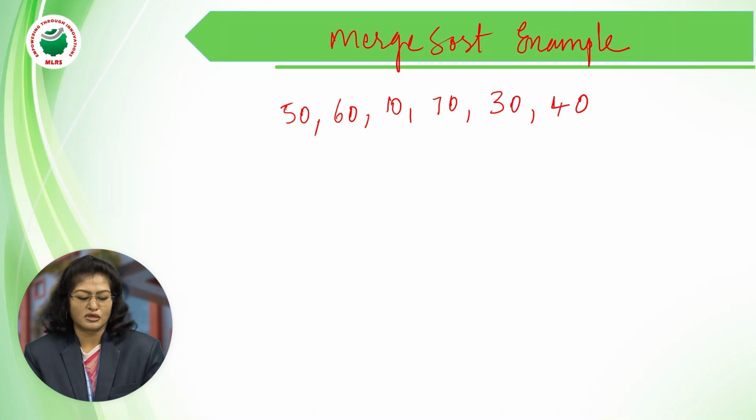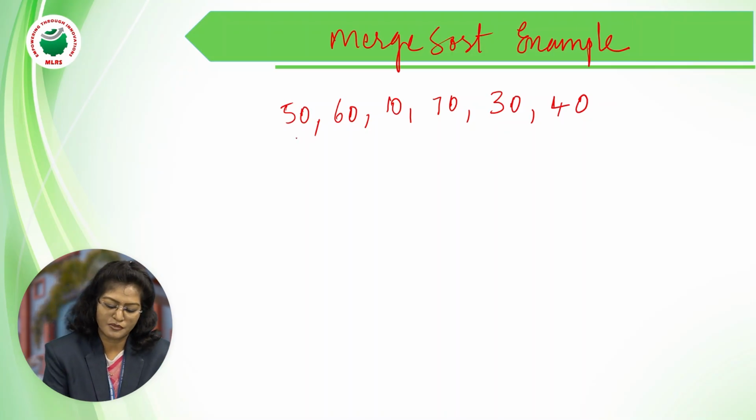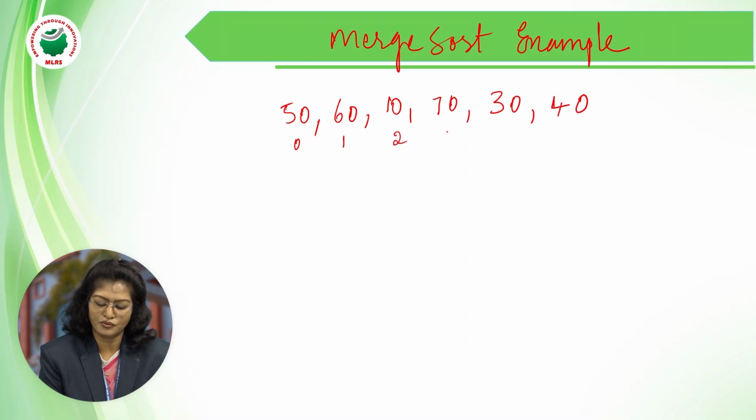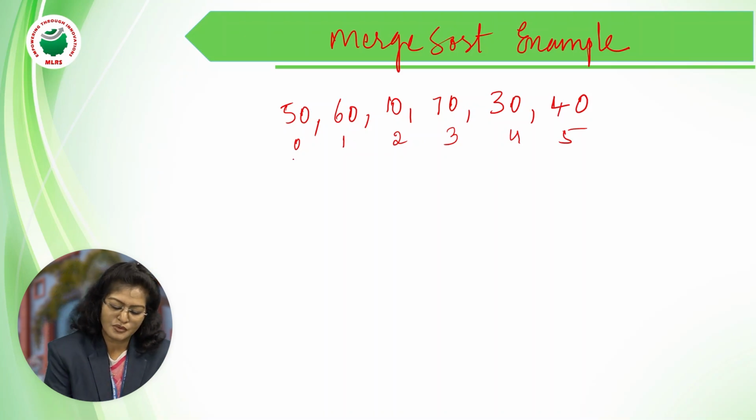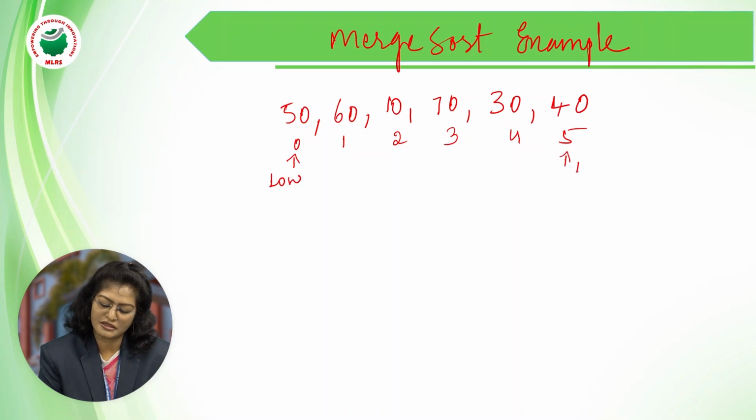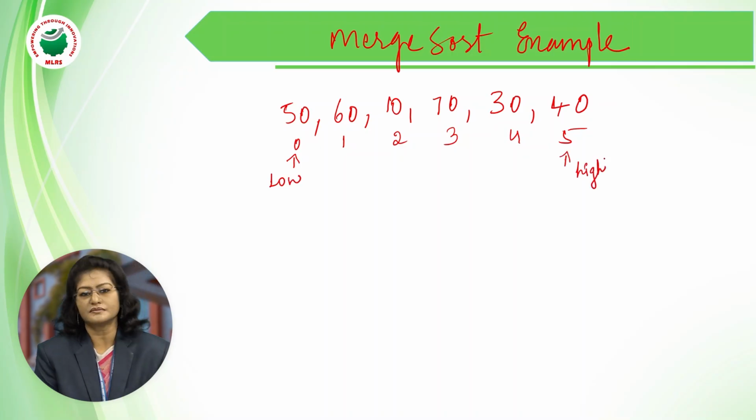We have a formula for the mid value: mid is equal to low plus high by 2. The first element is taken as index 0, the second element 1, the third element 2, then 3, 4, 5. From 0 you need to start; this is considered low, and the last index is considered high.